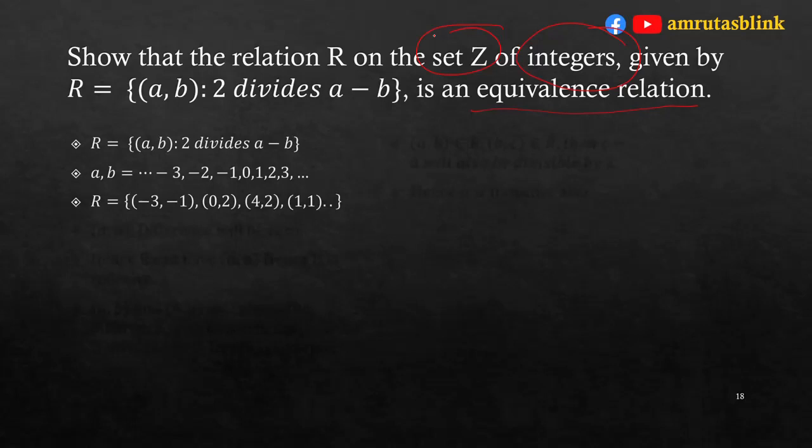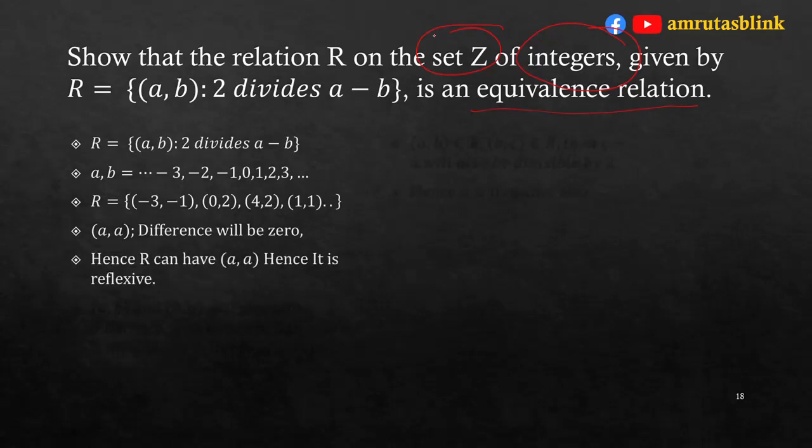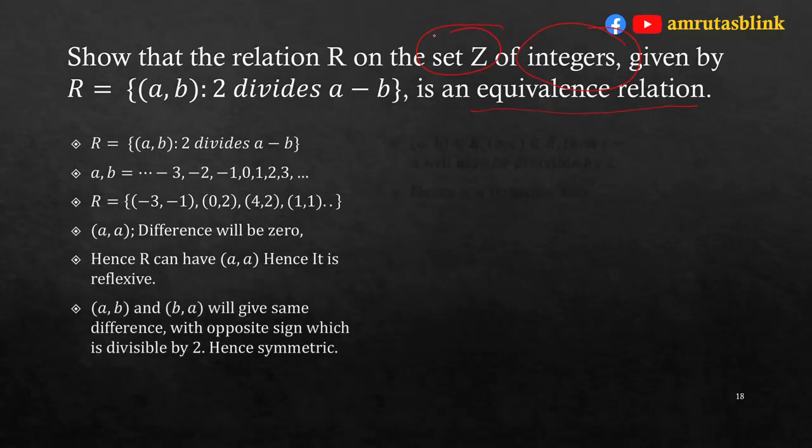So, first of all, the pairs which give you difference 0 will be divisible by 2, because 0 is divisible by 2. So, we can say that this relation is a reflexive relation. Hence, any element (a, a) can be there in this relation. Now, (a, b) and (b, a) will give you the same difference just with opposite sign. But this difference will always be divisible by 2. Hence, the given relation will be symmetric also.